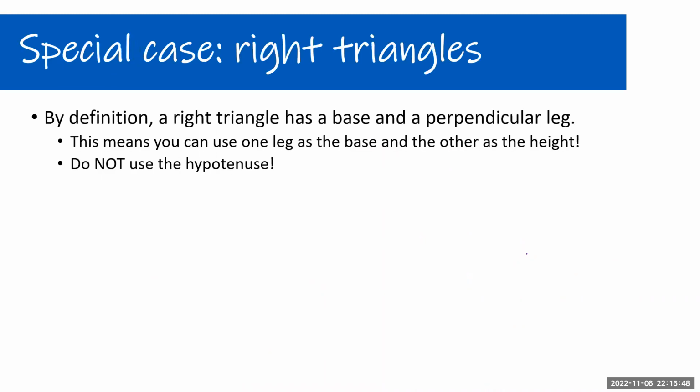Okay. So sometimes we have a special case, okay? We talk about right triangles. And remember that by definition, a right triangle has one base and one perpendicular leg, okay? Use one of your legs as the base and use the other one as your height. Problem solved, okay? Your hypotenuse cannot be your base, okay? Ignore the hypotenuse.